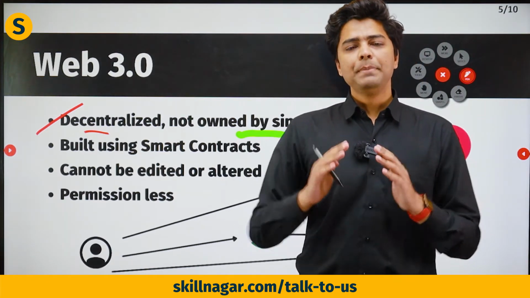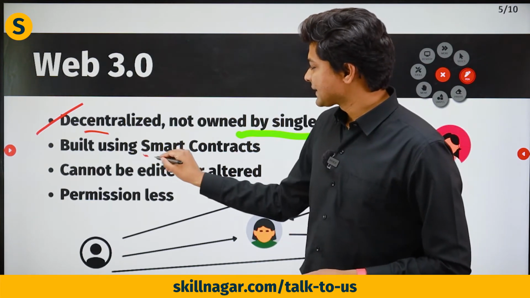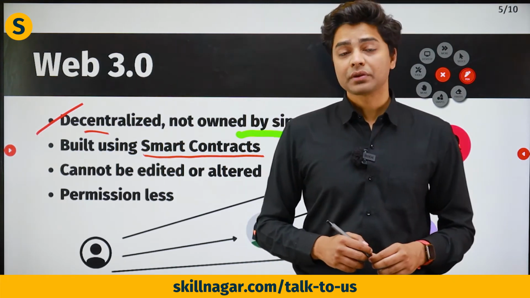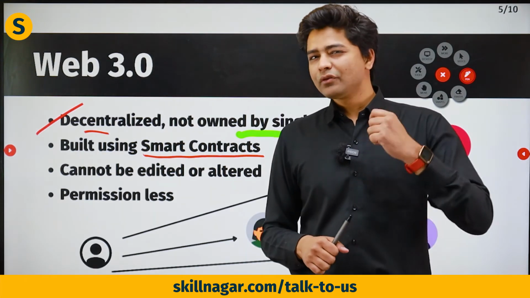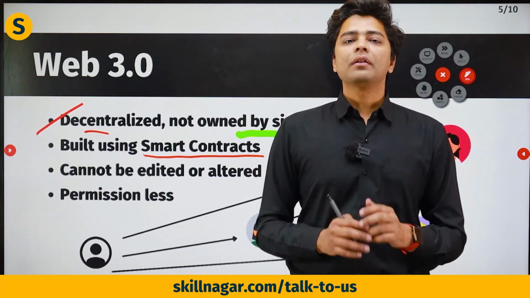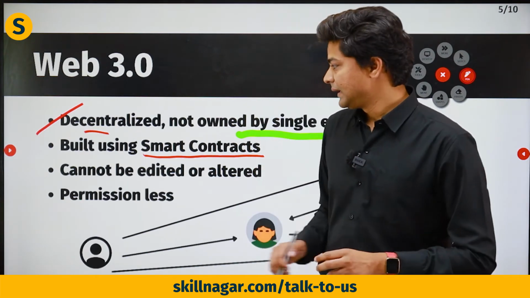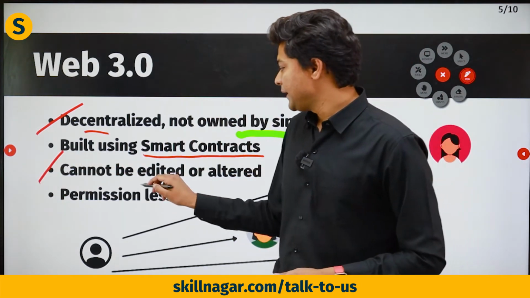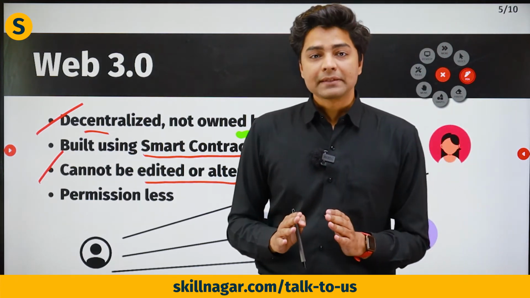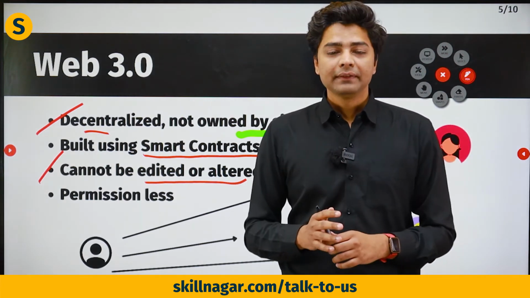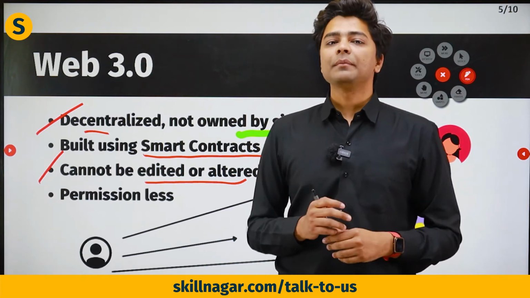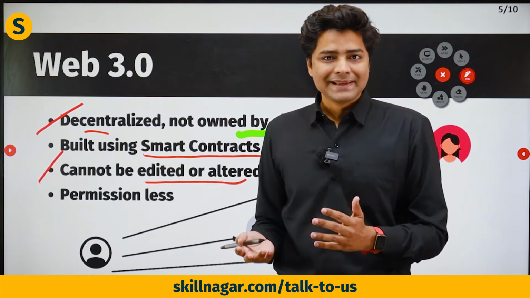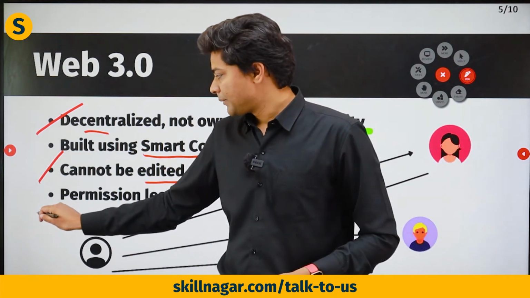Secondly, they are built using something known as smart contracts. Now, obviously, if you don't know what a smart contract is, you can go to our channel and watch a dedicated video around it. But if I have to give a very simple analogy, smart contracts are basically algorithms. Then, whatever data goes inside Web 3.0 cannot be altered or edited. That means you have the confidence that whatever data is going inside that platform cannot be edited, so you are aware that it cannot be manipulated against you or maybe against someone else. And finally, it is permissionless.